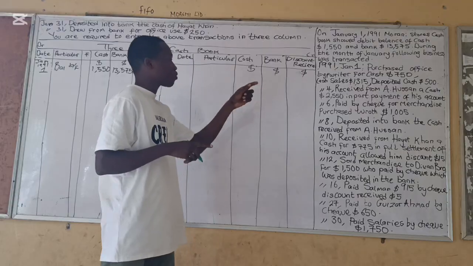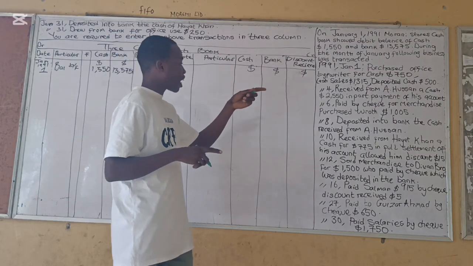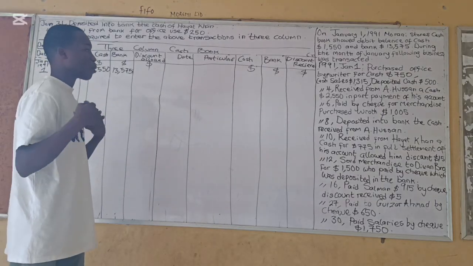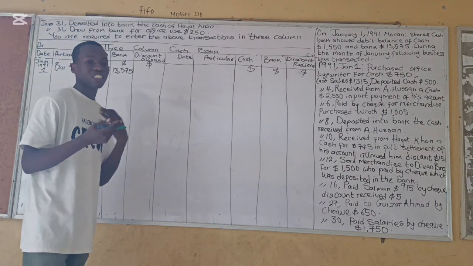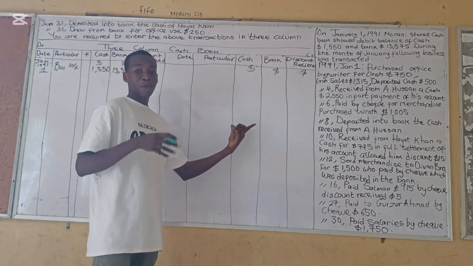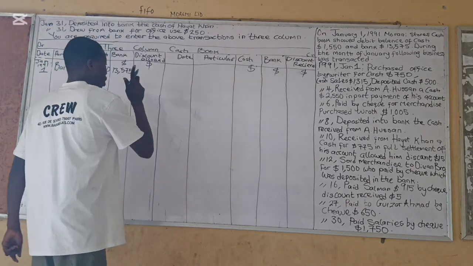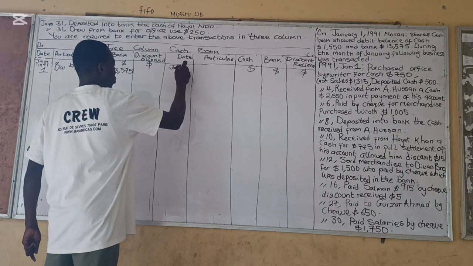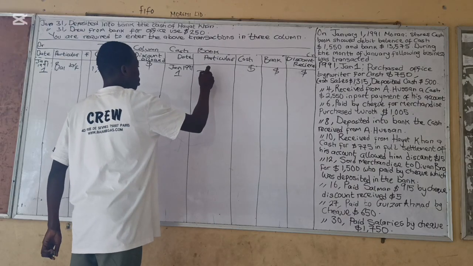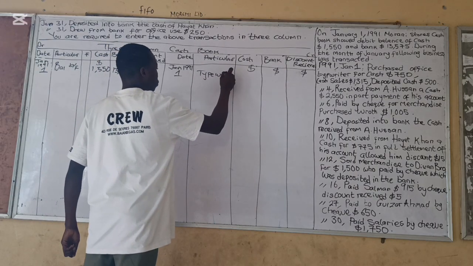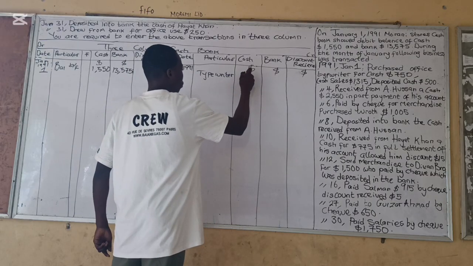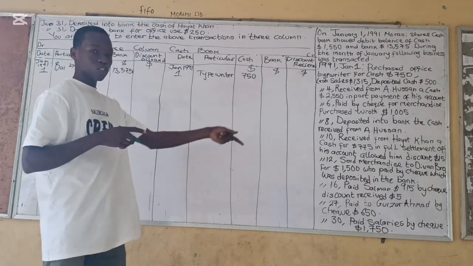Here we have purchase of typewriter for cash $750. When you purchase a typewriter, you are making payments, so you go to the credit side because that's the payment side. We write January 1999 first. What do you purchase? Typewriter. Is it cash or bank? It is cash. So under your cash, you write 750. Do you have any discount? No discount, so nothing will be filled in.